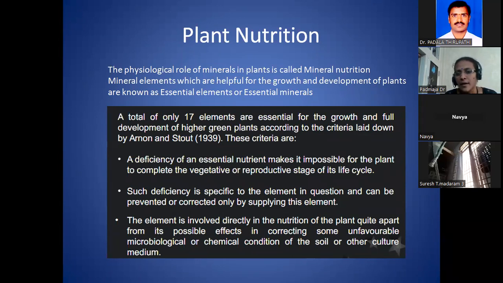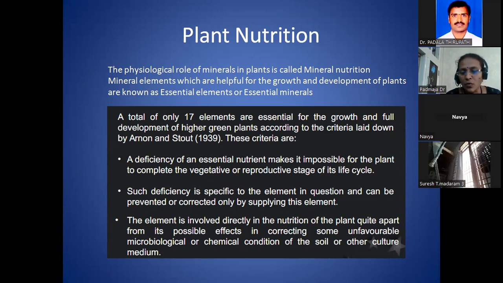If you take the life cycle of a plant, it goes from a zygote to the embryo stage, from the embryo to the development of the vegetative stage, then the reproductive process. In this total phase, the nutrients play a very important role for a successful life of a plant. Such deficiency is specific to the elements and can be prevented or corrected only by supplying these elements. If any symptoms are seen in the plants, we must recognize them, and the supplement may be given to the plants for their growth.